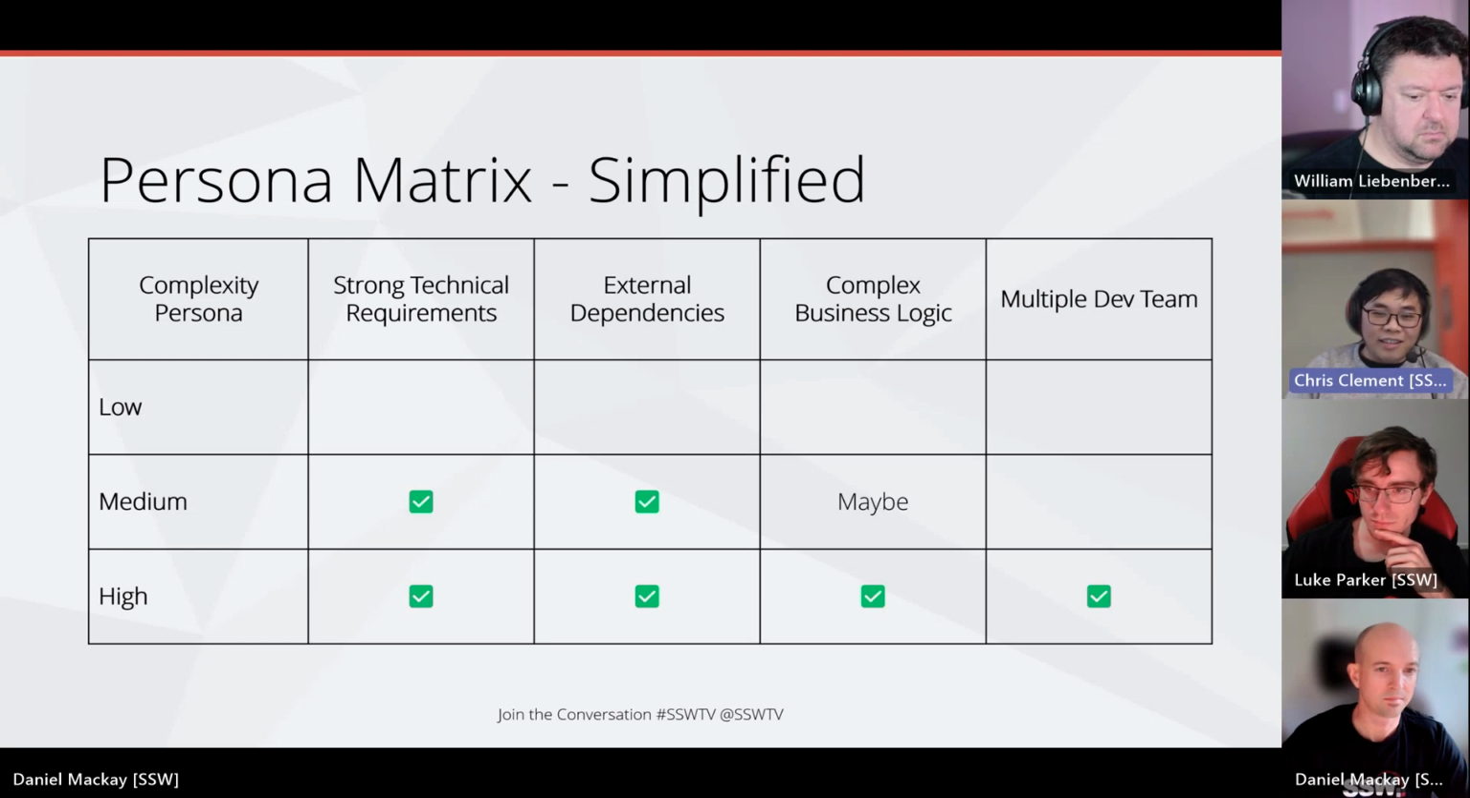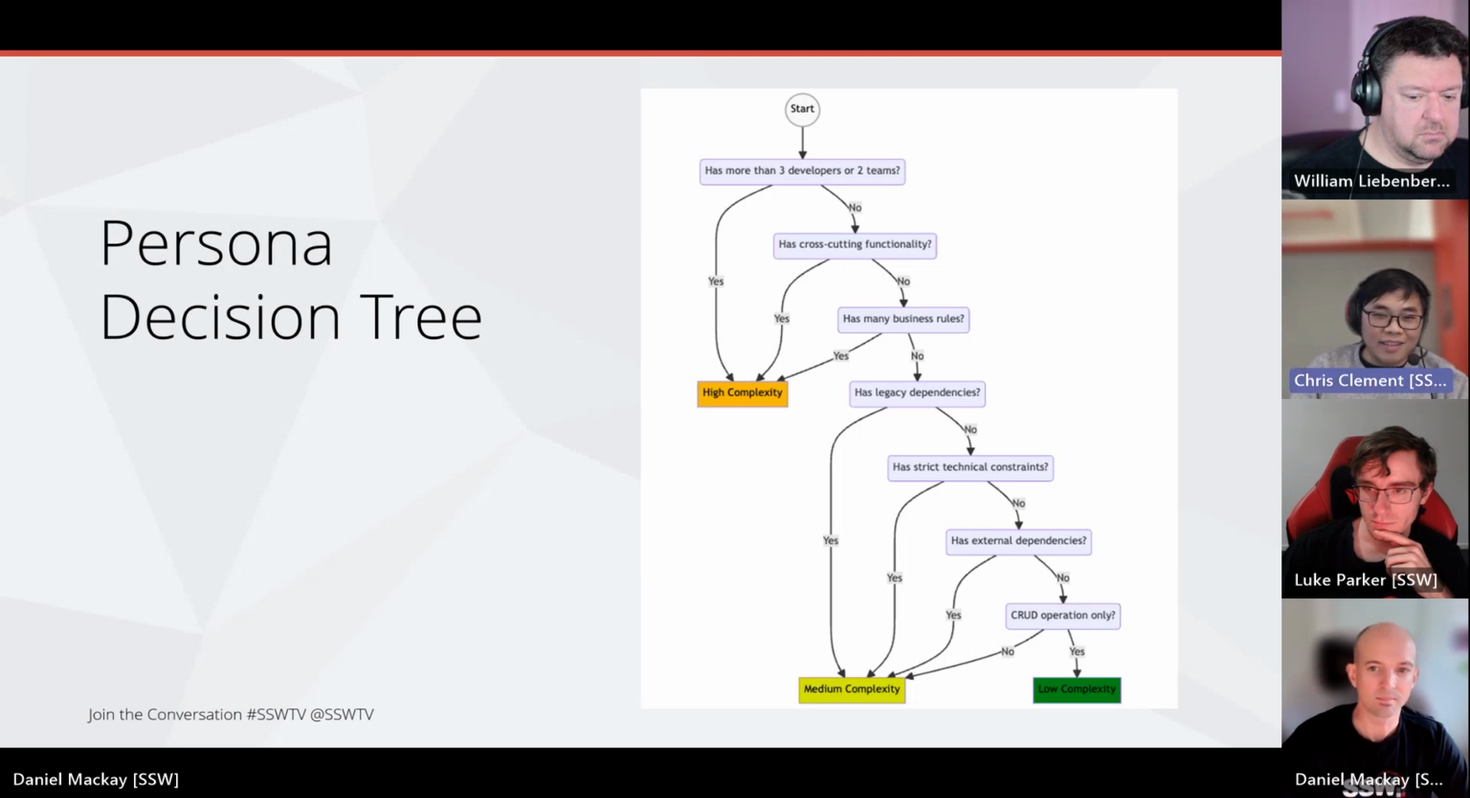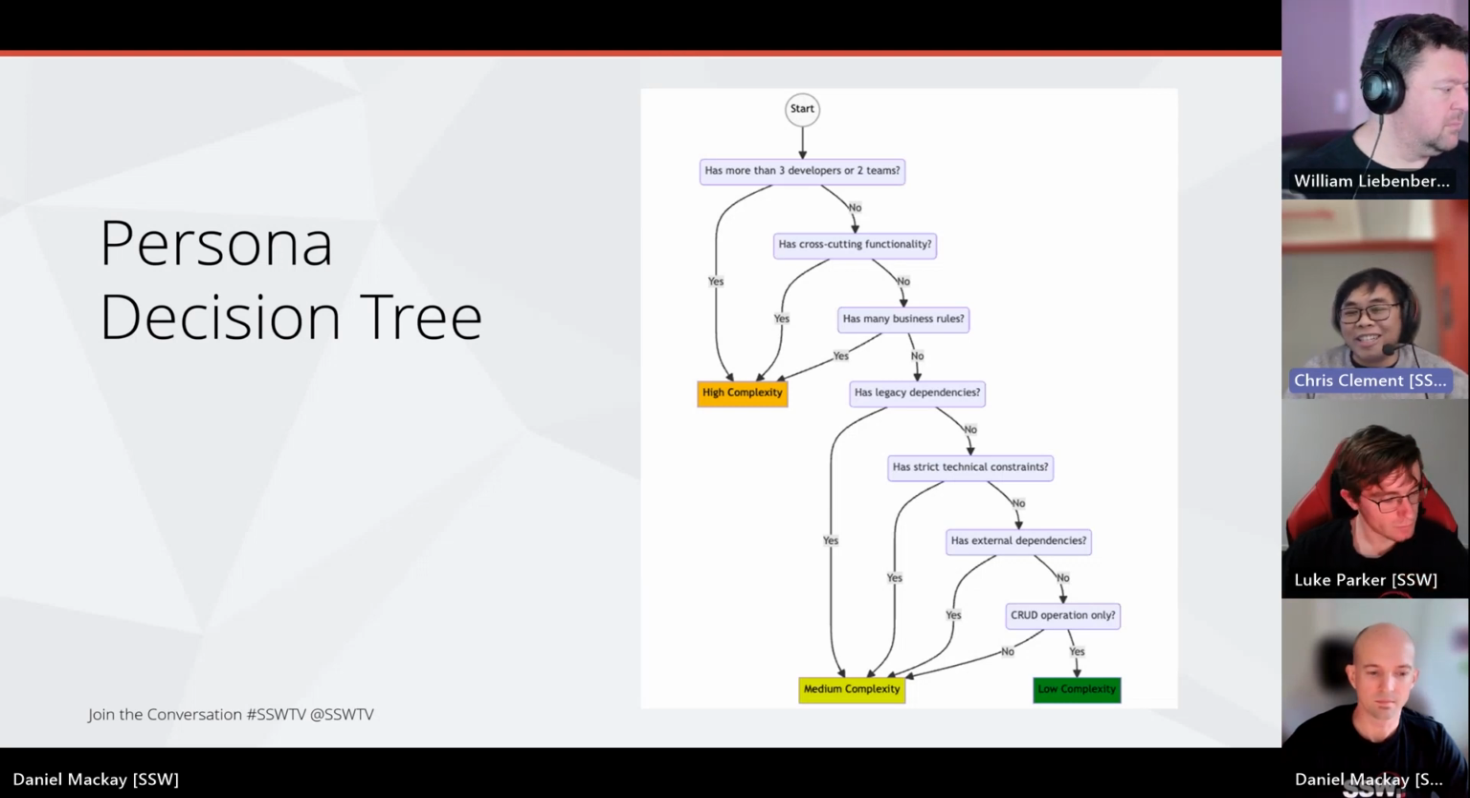If we go to the next slide, this is roughly the decision tree on how you can categorize if a project is high, medium, or low complexity. So there's the diagram there. For example, if you have a multi-developer team, then it's immediately going to be high complexity, because when you have multiple teams working together, it adds a huge amount of complexity. So obviously your architecture has to accommodate this kind of collaboration.